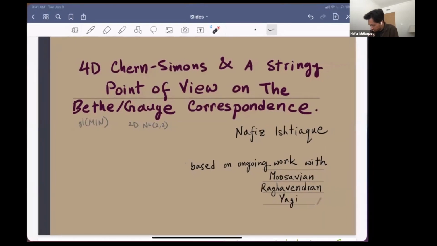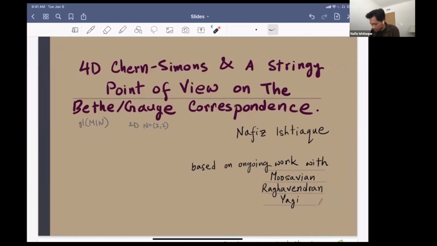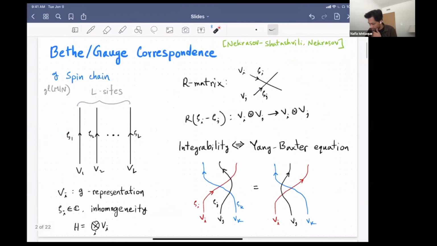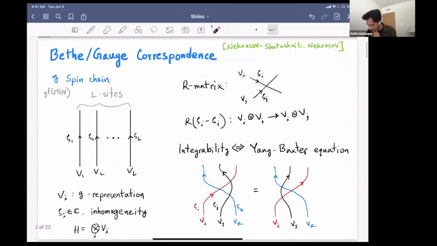Here, the Bethe side will correspond to a GL(M|N) spin chain, and the gauge side will correspond to a 2D N=(2,2) theory. So let me start by setting up the elements of the correspondence.